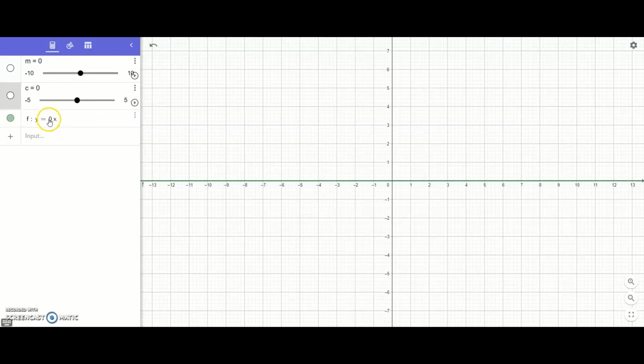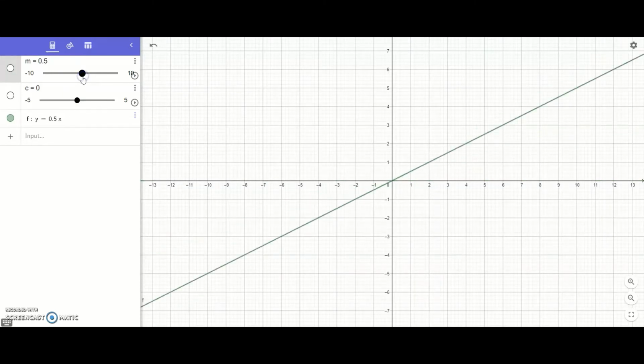But if I increase this number in front of the x, let's see if I can get it to be 0.5. And here I have y equals 0.5x, or half x. Here we have a line passing through the origin with slope a half. As I go along 1, I go up a half. If I go up 1, I go along 2. If I go up 2, I go along 4. The slope is a half.